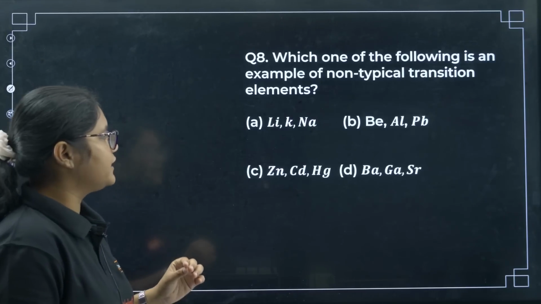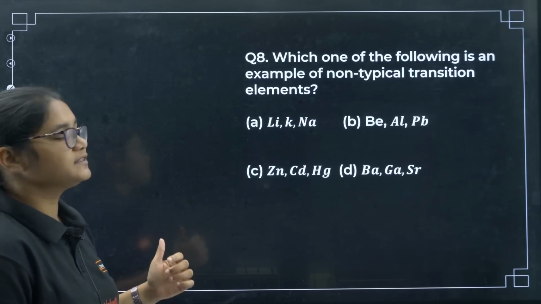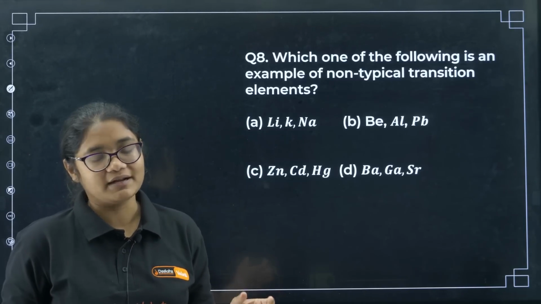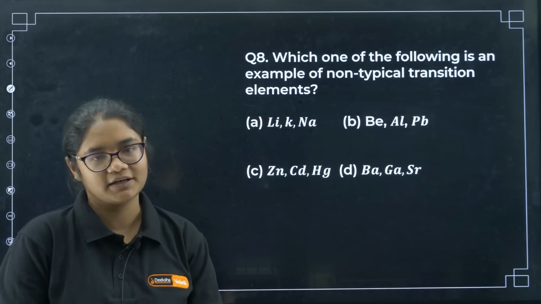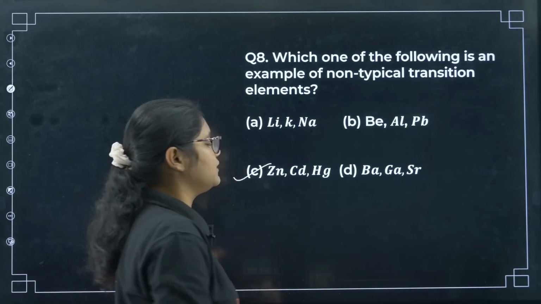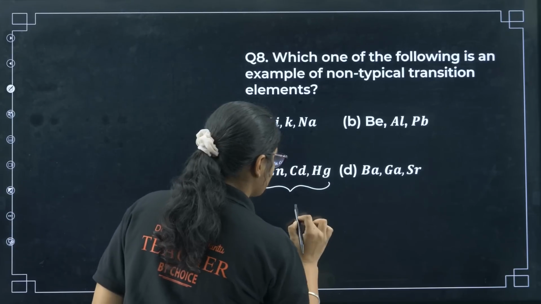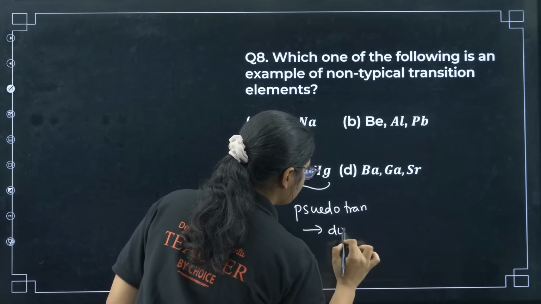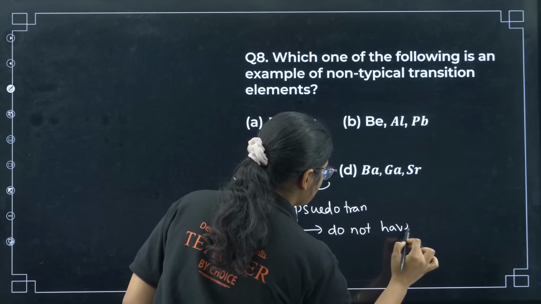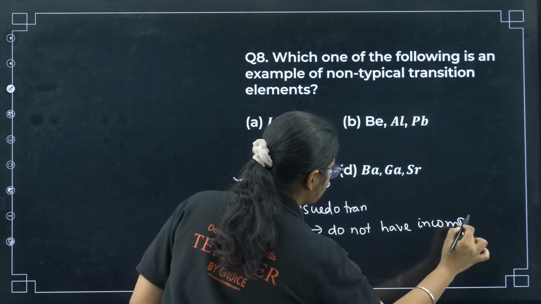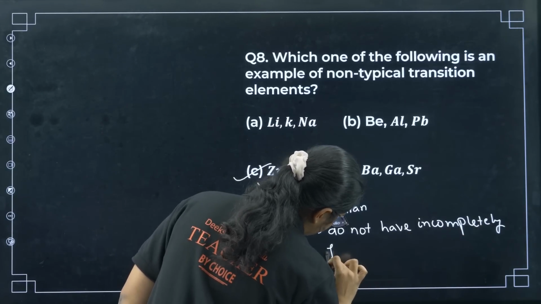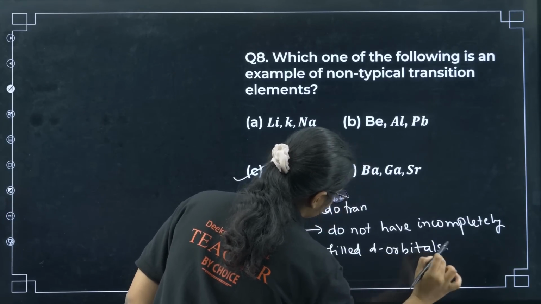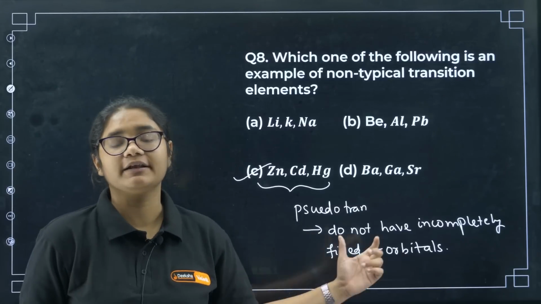Next, which one of the following is an example of non-typical transition elements? So non-typical transition elements means they are a part of D block elements, but they do not show the property of transition elements. So if you all remember, this is zinc, cadmium and mercury. These are also called your pseudo transition elements. Why? Because they do not have incompletely filled d orbitals.